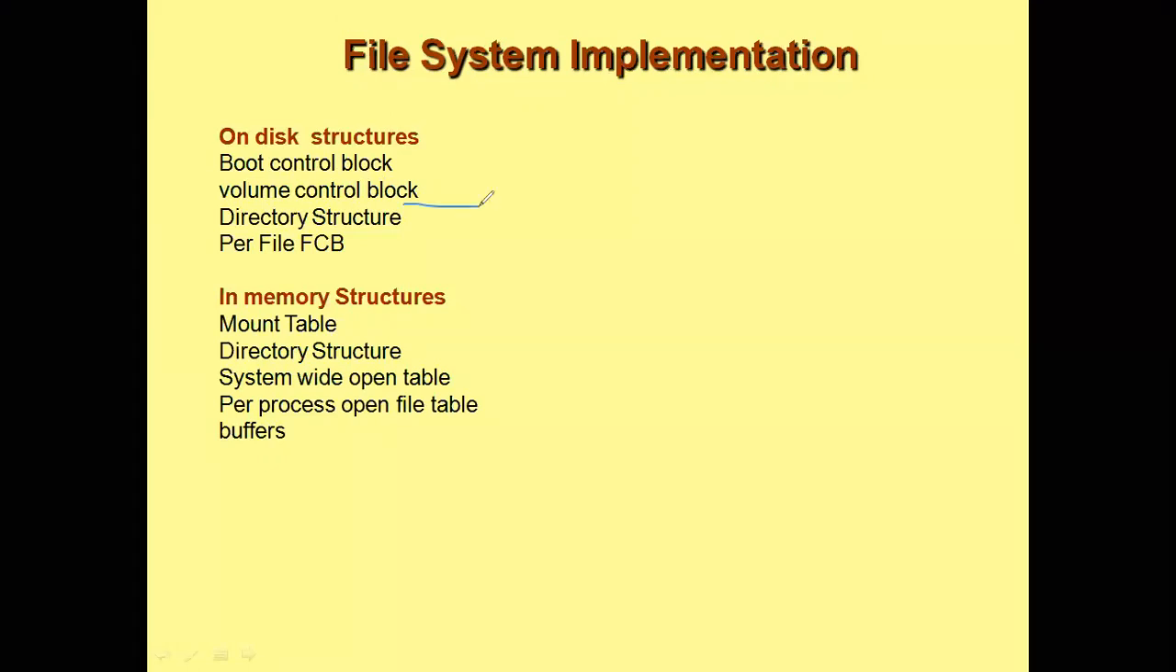So the volume control block, as the name itself says, contains details on partition details and the number of blocks that are present in that partition, the size of each of the blocks, the free blocks that are present, and pointers to each of the free blocks. All these are stored in a data structure called the volume control block.